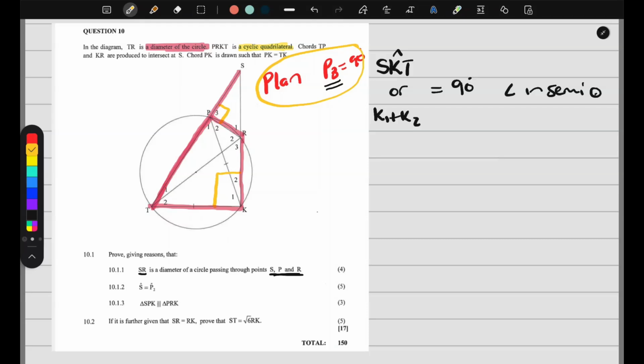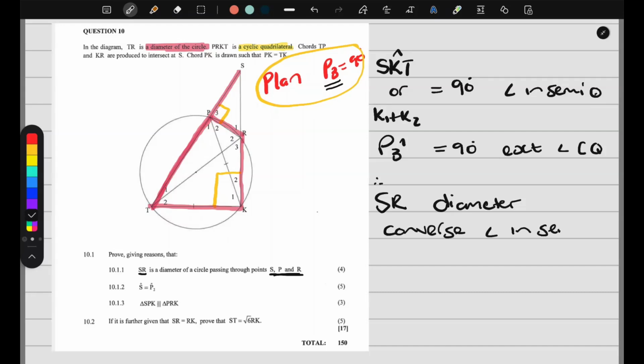My plan was to prove that P3 is 90. So now I just say P3 is then also 90 because of exterior angle of cyclic quad. Therefore, my plan worked. Therefore, SR is a diameter. So therefore, SR is a diameter. Converse angle in a semicircle.